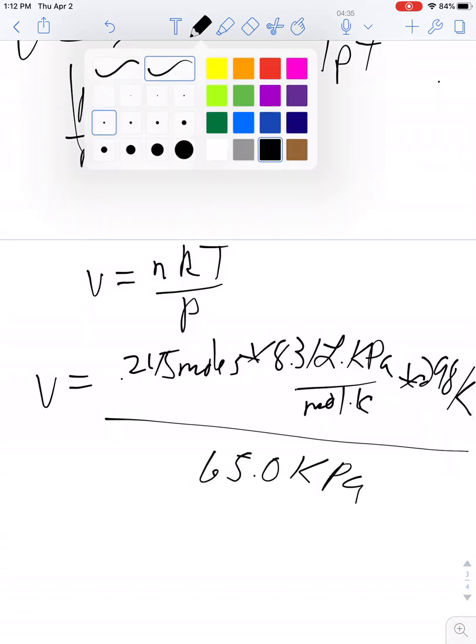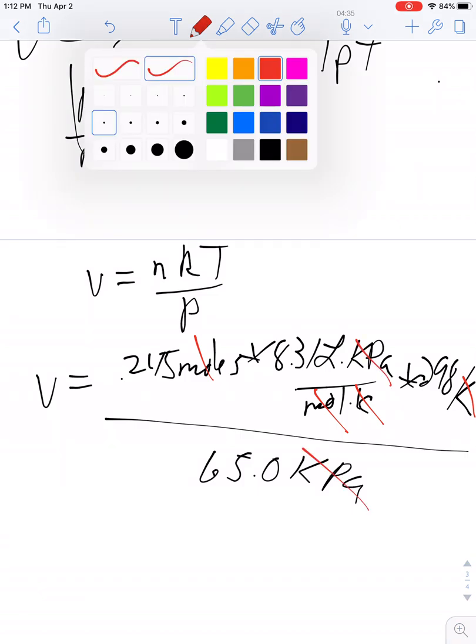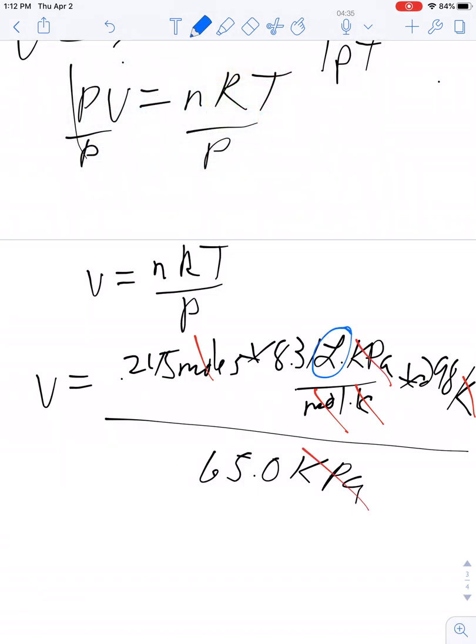And then I look to see if everything cancels correctly. Moles cancels with moles. Kelvin cancels with Kelvin. kPa cancels with kPa. And the only unit that does not cancel is liters, which means the answer must be in liters. So we take 0.245 times 8.31 times 298 divided by 65, and our answer is going to be 9.33 liters. Okay? 3 sig figs.